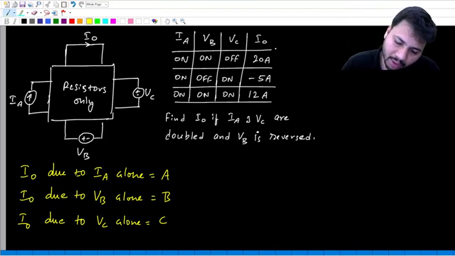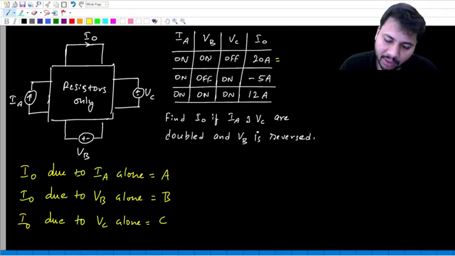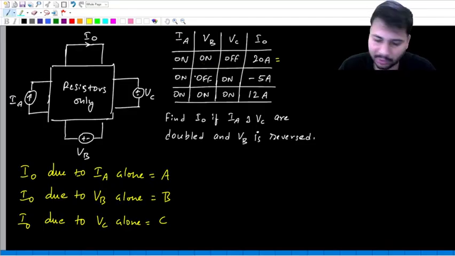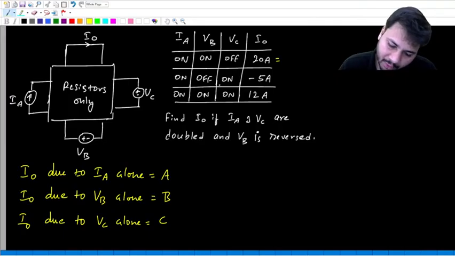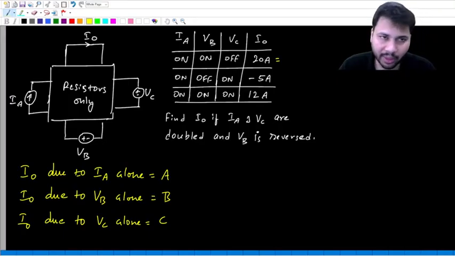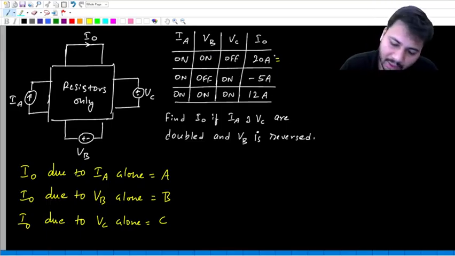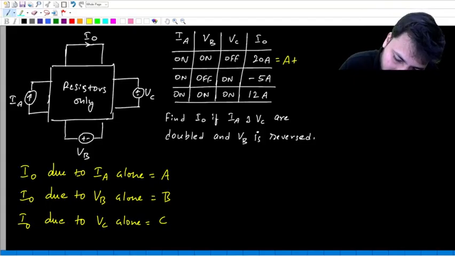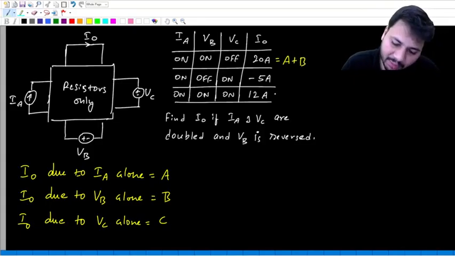Now look at the first case. In the first case, IA is present, VB is present, but VC is not present. Off means not present, on means it is active or present. Due to IA, you will get A. Due to VB, you will get B. And because VC is off, you won't get any C. So this 20 amps is A plus B.